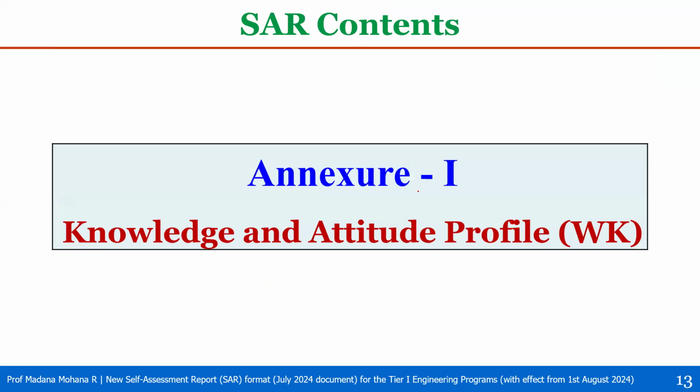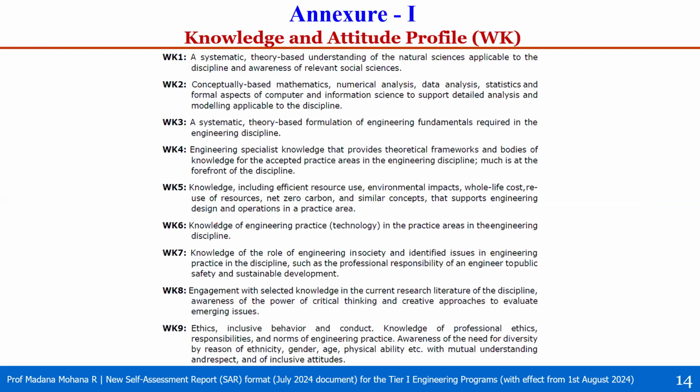Now moving to Annexure-I. So in new SAR, a new Annexure is introduced, that is the knowledge and attitude profile. It is named with WK. So the program outcomes should align with this knowledge and attitude profile. So let us see what these knowledge and attitude profiles are, how many there are. As per the new SAR, total 9 knowledge and attitude profile parameters are there.